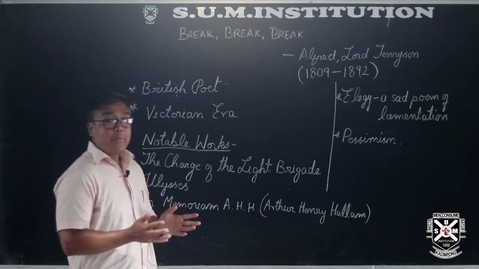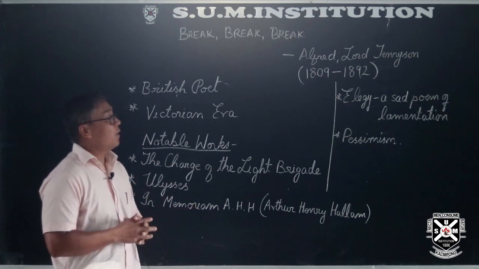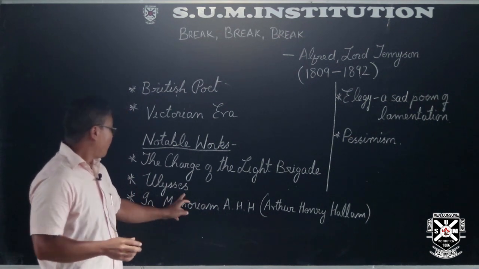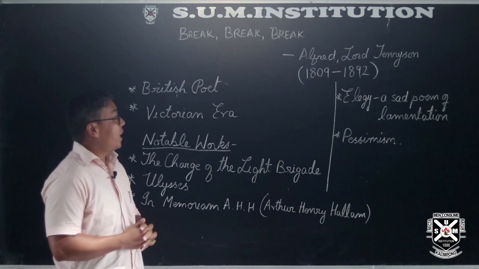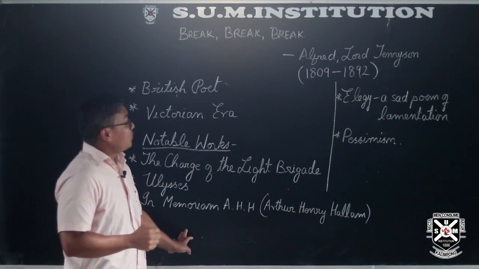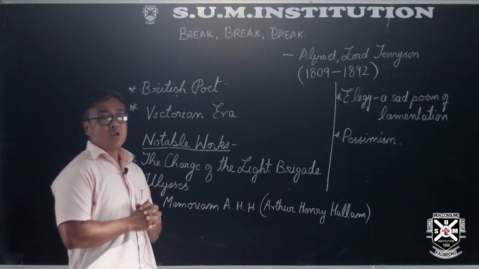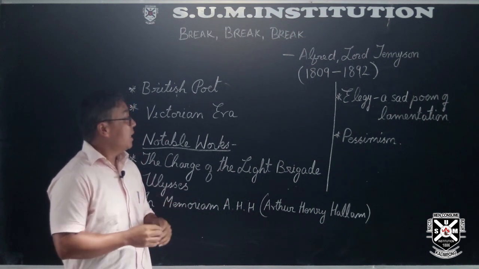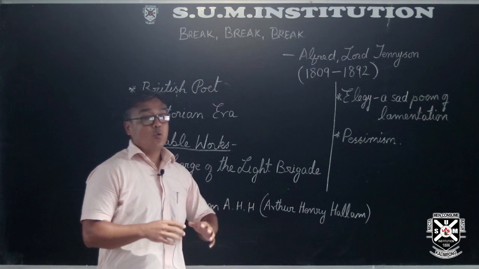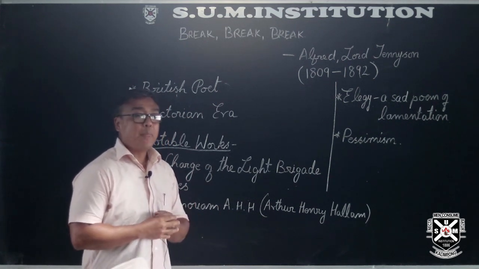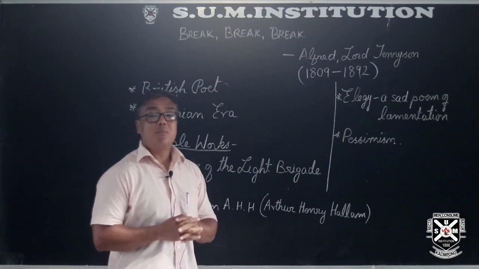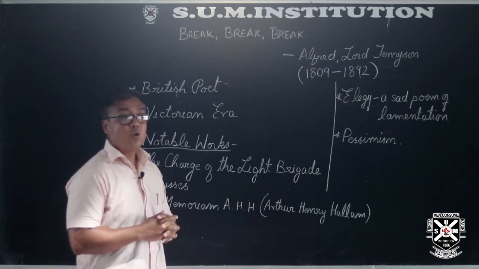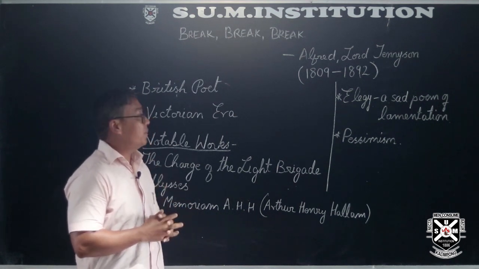Now, some of the notable works of Alfred Lord Tennyson are The Charge of the Light Brigade, Ulysses, In Memoriam A.H.H. Now, one of the characteristics of the Victorian poets is that we find a note of pessimism in their works. They focused on the pain and suffering of the common people. Similarly, the poem Break, Break, Break is also filled with a note of pessimism.